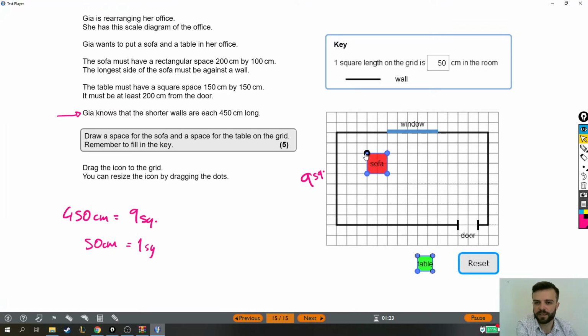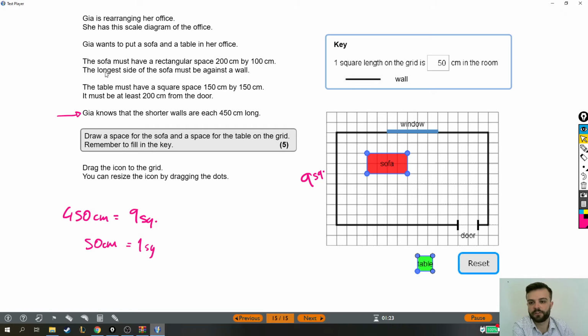It must have a rectangular space 200 centimeters by 100 centimeters. So at the moment, it's only 50, 100 centimeters wide. So if I make it wider, 50, 100, 150, 200. So if I make it this wide, then it is 200 centimeters wide. Now the other length is supposed to be 100 centimeters, which would be 50, 100, 2 squares. So that's already the right size.